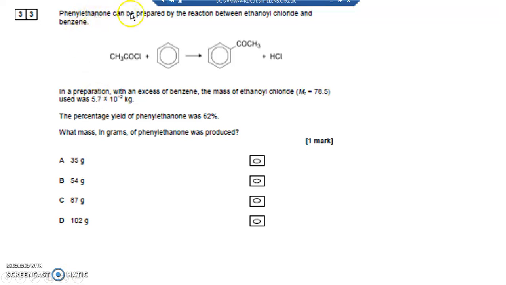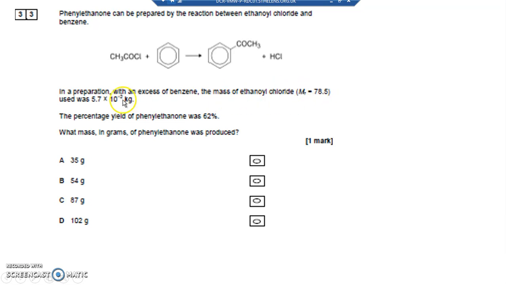Question 33. Phenylethanone can be prepared by the reaction between ethanoyl chloride, CH3COCl, and benzene, C6H6, and it forms this chemical, phenylethanone. In a preparation with an excess of benzene, the mass of ethanoyl chloride, Mr 78.5, was 5.7 times 10 to the minus 2 kilograms. So I've got the mass in kilograms, but I can easily convert that into grams by multiplying by 1,000.